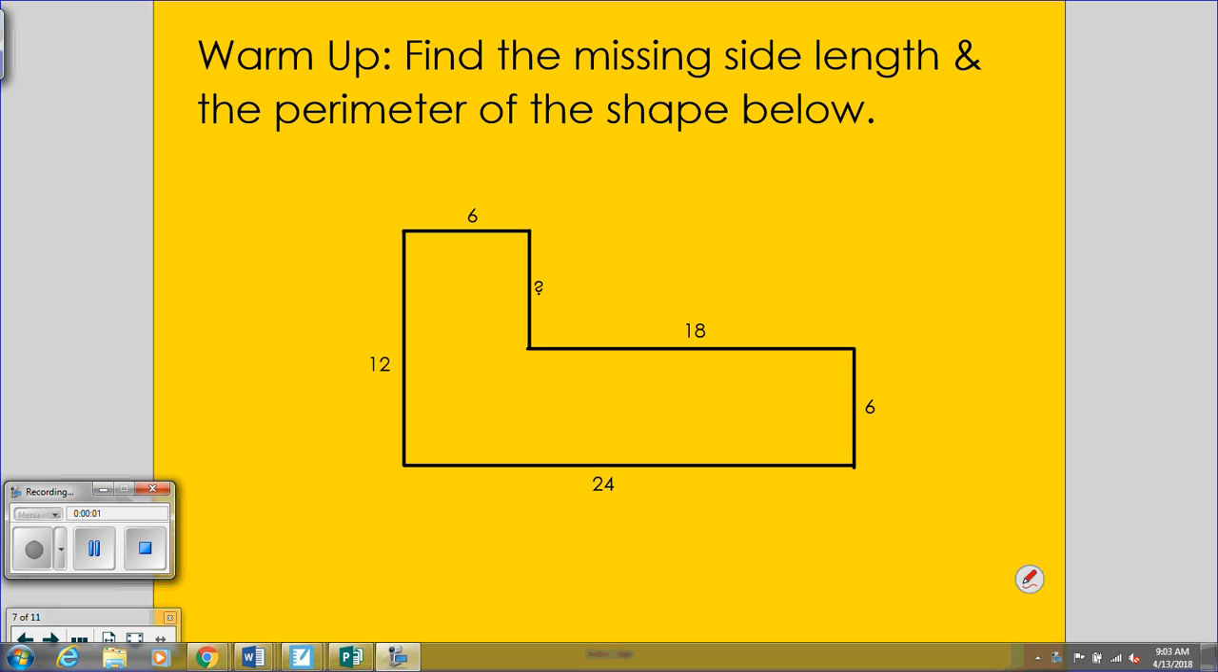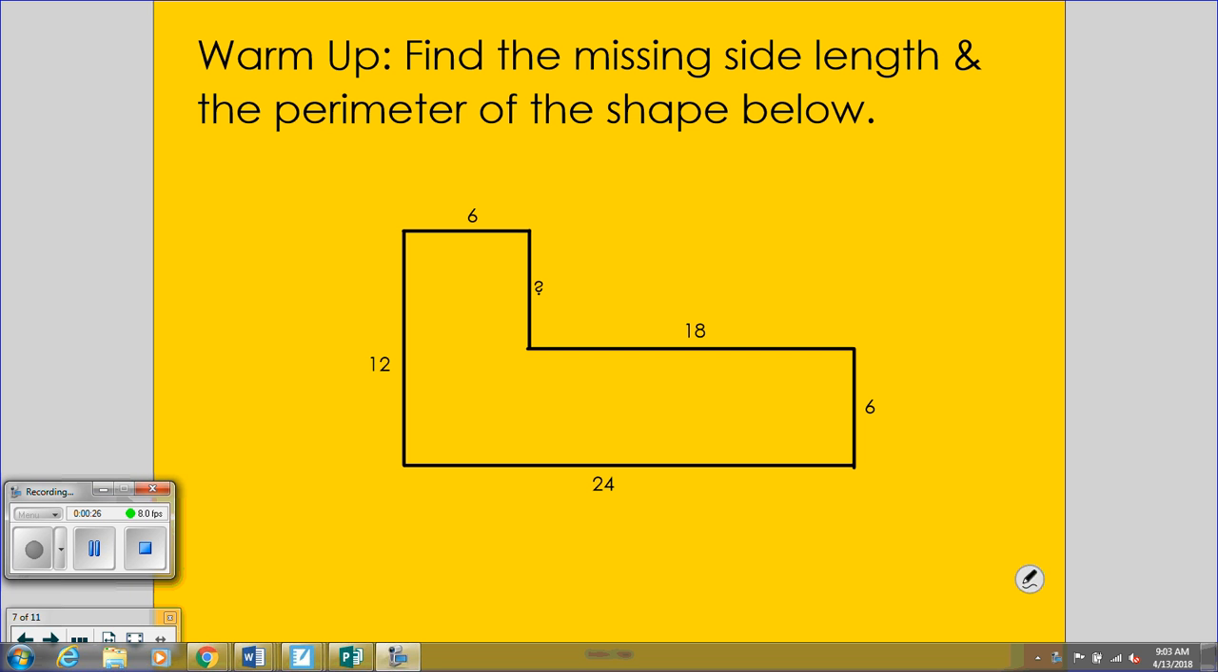Let's just solve for the missing side, just to make sure everyone's on the same page, and then I'll let you go back to working on your perimeter. Okay? From here, if I have a missing dimension, if I don't have all my dimensions, and it doesn't tell me what my perimeter should be, I gotta figure it out based on opposite and equal parallel sides.